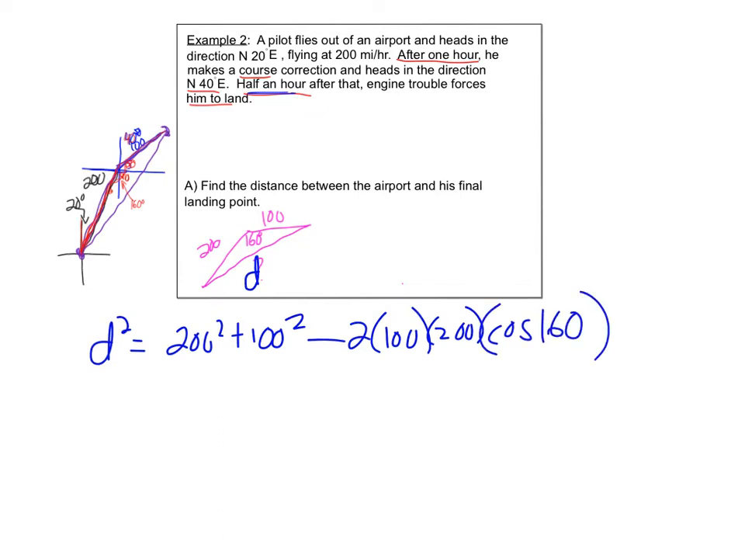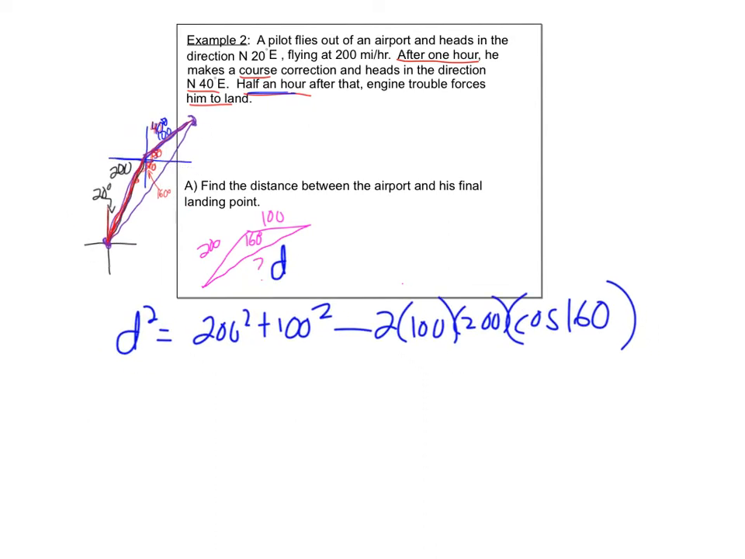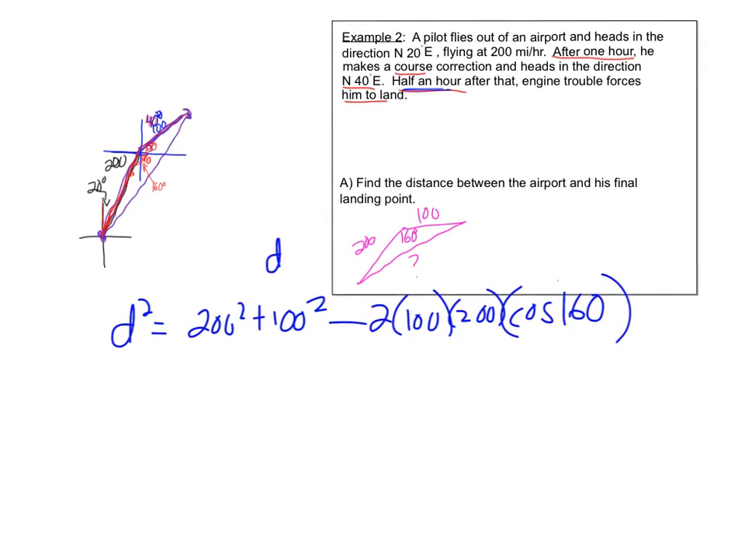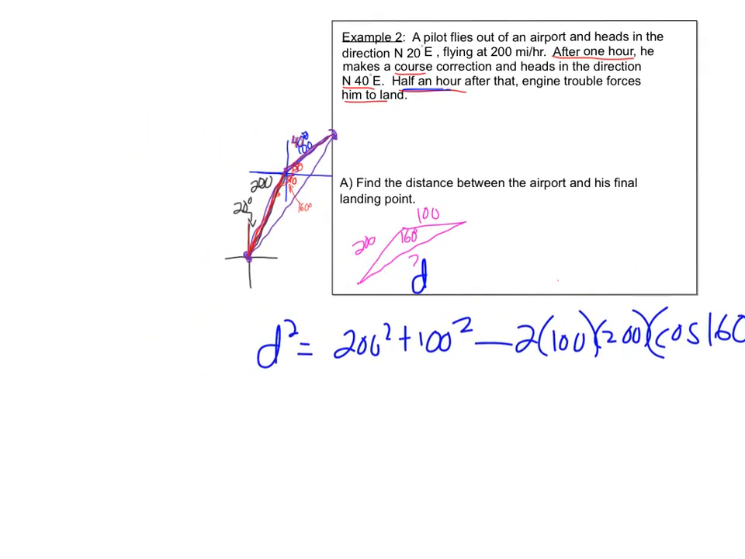Okay, now how did I do that? Well, where did I get 160? Well, let's take a look here. From the original starting position, the pilot takes off, and this is 20 degrees, which makes this 70 degrees. But that doesn't really help us very much. What does help us is this fact right here.